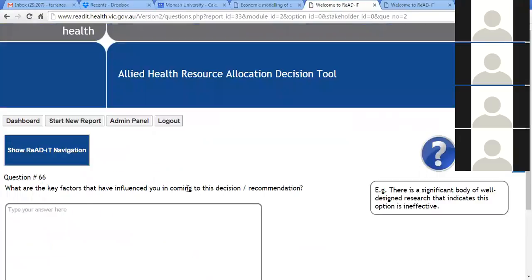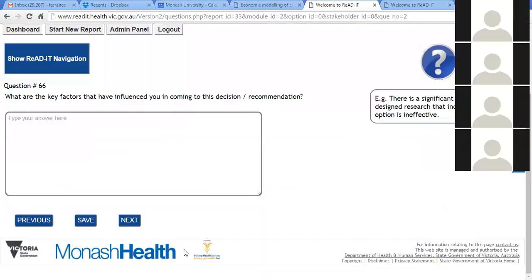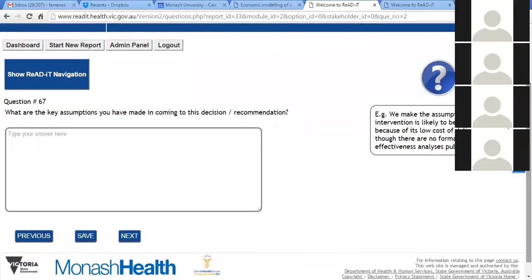If there are key factors that have influenced you in coming to this decision, for me, I've been influenced particularly by the need for this service and the strength of the evidence behind providing the falls prevention service. So I type that in there. I'm just going to skip past that quickly though. If there are any assumptions I've made in coming to this decision, the big assumption is that people in the Frailto region will actually want to use the falls prevention service and that it will have good uptake from the people involved, because that was one of the key assumptions in the economic modelling paper I found.